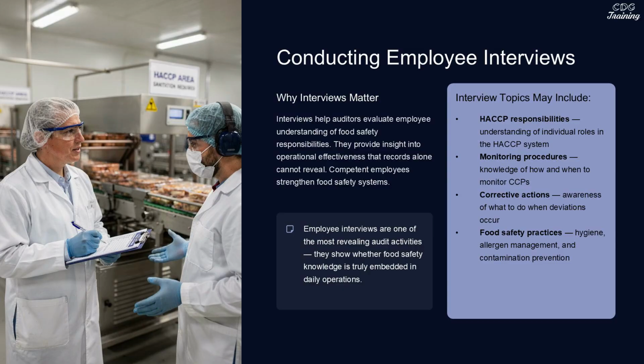Interviews help auditors evaluate employee understanding of food safety responsibilities. They provide insight into operational effectiveness that records alone cannot reveal. Competent employees ensure strengthened food safety systems.